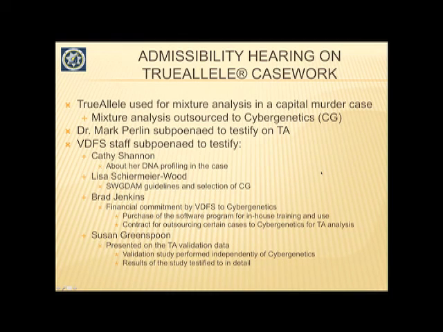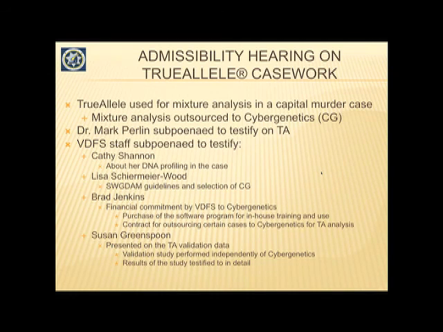So now I want to briefly go over our admissibility hearing and relay to you how that went. TrueAllele was used for mixture analysis in a capital murder case, and this was outsourced to Cybergenetics because we were not online with in-house use of TrueAllele casework yet.